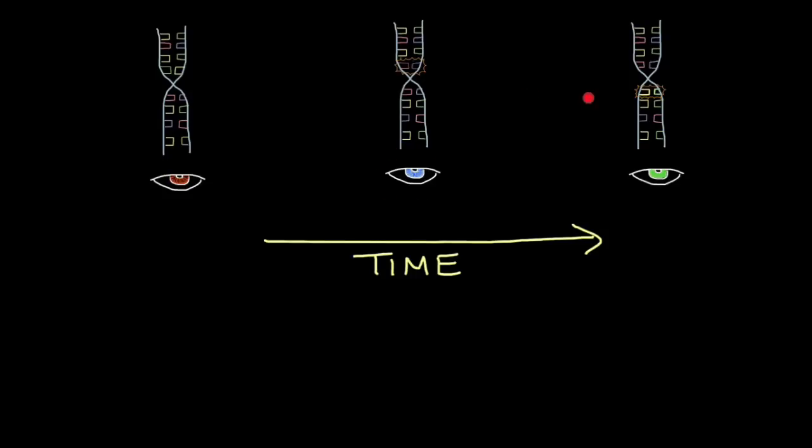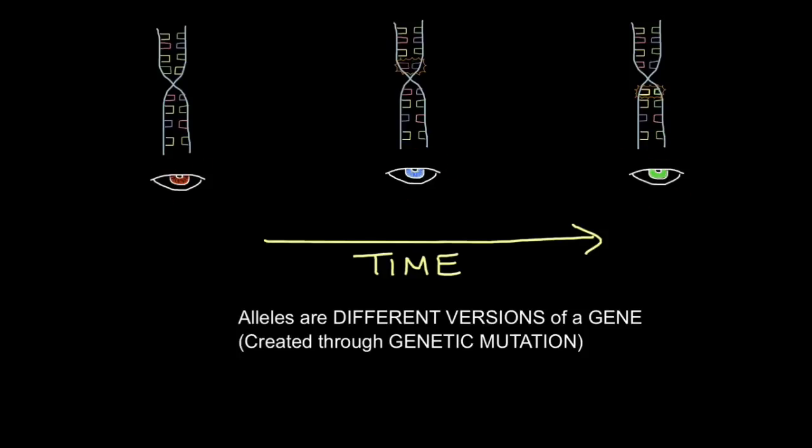As we continue over time, you can see now this DNA has mutated here, and now we're expressing green eyes. The information is largely the same, which is why all these genes will code for eye color. But due to these subtle changes, we now have different versions of the same gene which express slightly different characteristics. So alleles are different versions of the same gene, and they're created through genetic mutation.